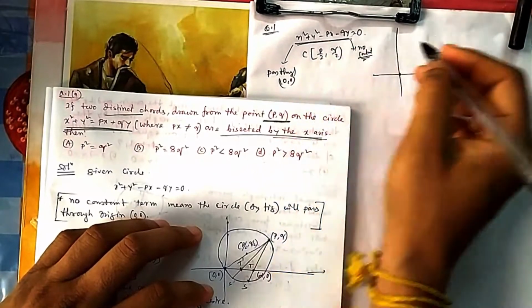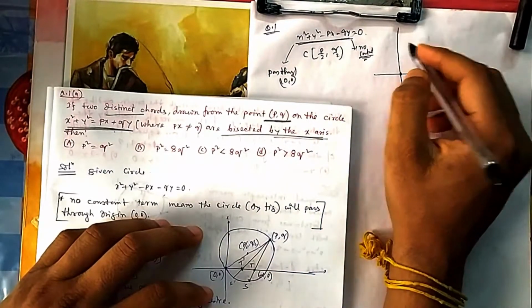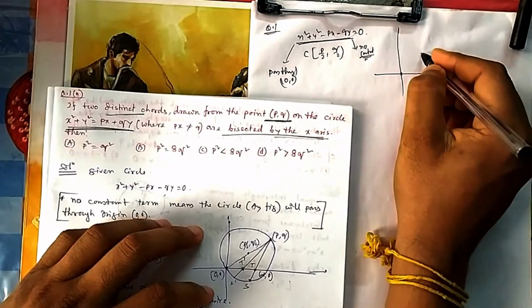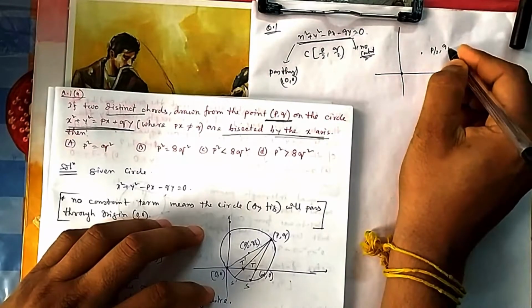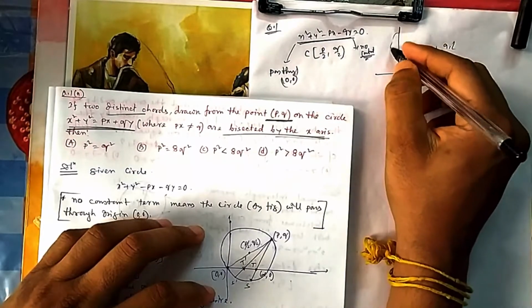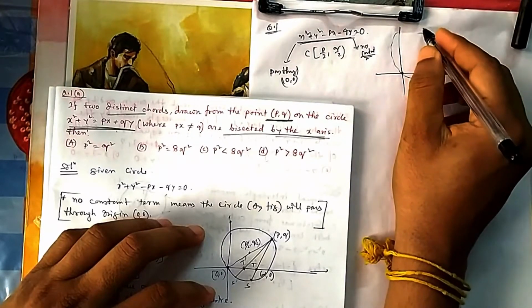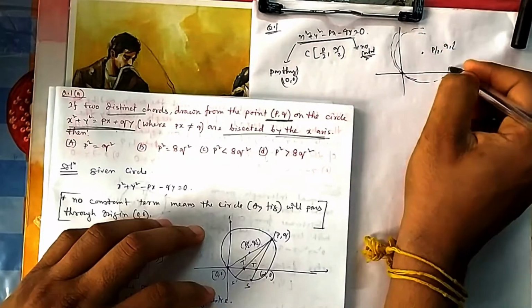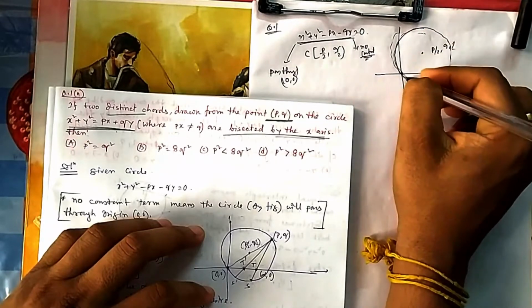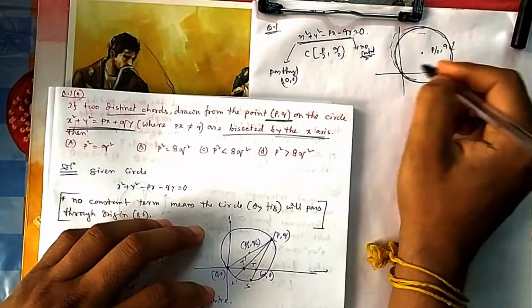I am considering all in the first quadrant, positive. First let me start to draw it, and its center is p by 2, q by 2. This is the center and it has to touch the origin, so obviously this will be my radius. So the circle will be of this fashion. Okay, this is my circle.